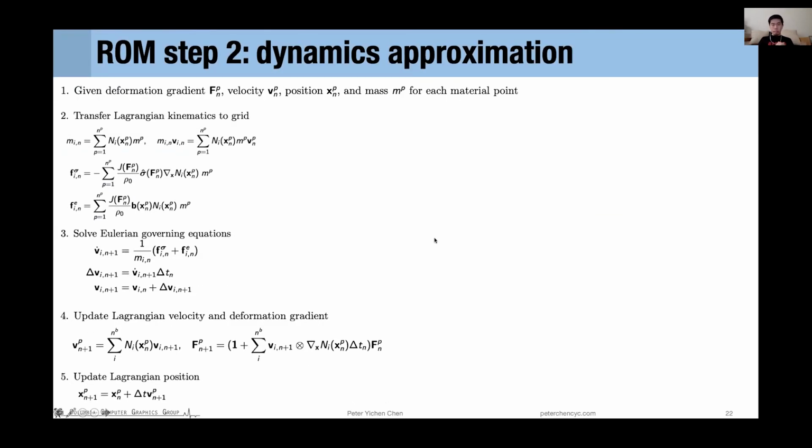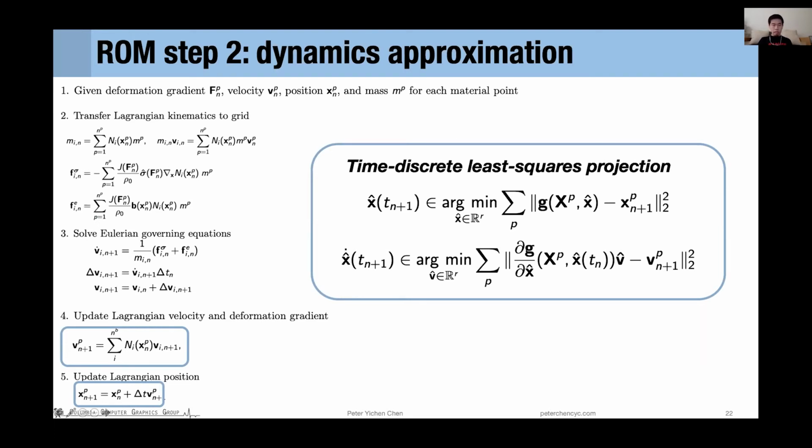Okay, so now it comes to the second step of ROM. Here, with this kinematic approximation in hand, we want to solve the dynamics of the generalized coordinates. So let's revisit the MPM algorithm. Since the deformation gradient information is available from the approximated deformation map, we no longer need to evolve the deformation gradient explicitly. And to evolve the generalized coordinates, we can follow the standard ROM approach by doing a time discrete least square projection so that the generalized coordinates can evolve as closely as possible to the true dynamics predicted by the MPM solve.